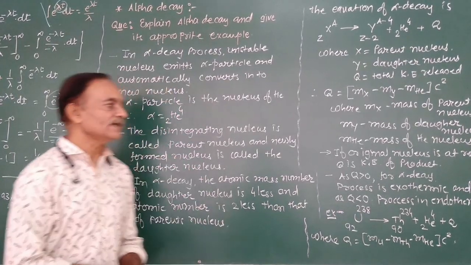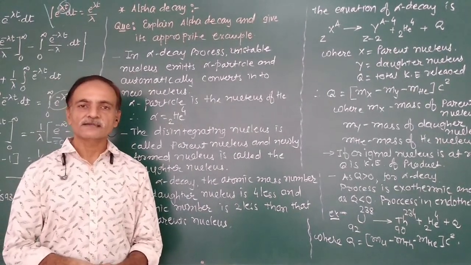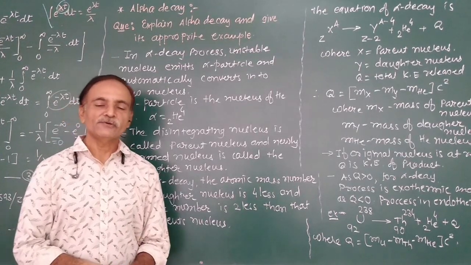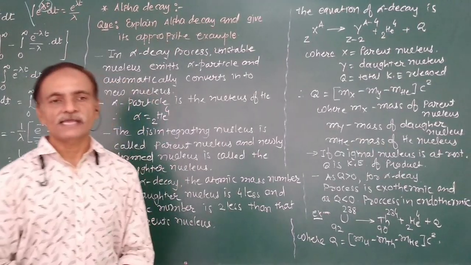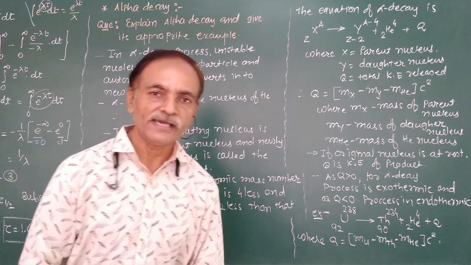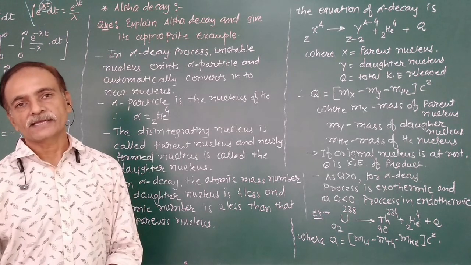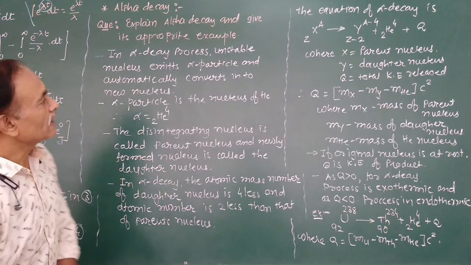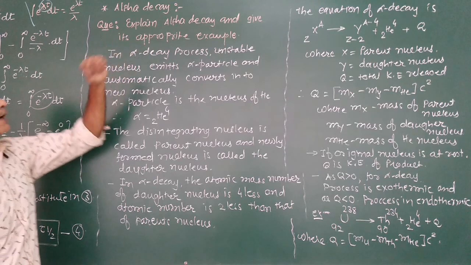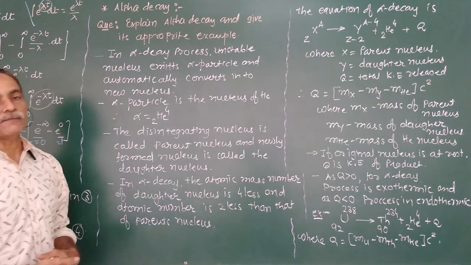And due to that, understanding of alpha decay, beta decay and gamma decay is required. If any nucleus emits an alpha particle, we need to know what new nucleus is formed, and the same way for beta decay and gamma decay. Okay. Now the question is: explain alpha decay and give its appropriate example. What is alpha decay?